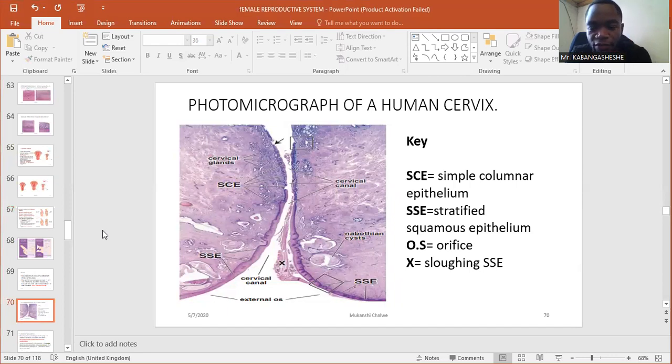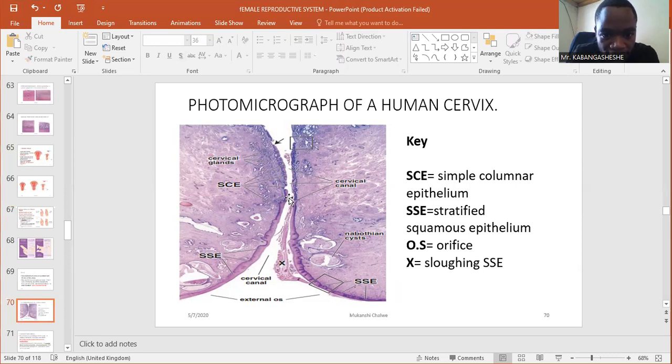So this is the cervix of an adult. Now I want us to observe that these are glands. These are cervical glands we are seeing there in the endometrium. That is the endometrium. That is the mucosa. Then here we have the myometrium, the smooth muscles we talked about in the uterus.